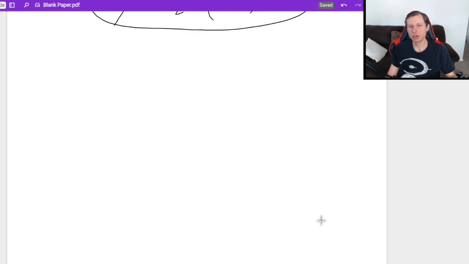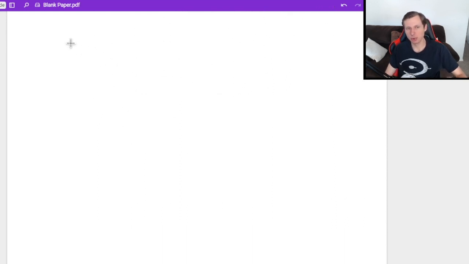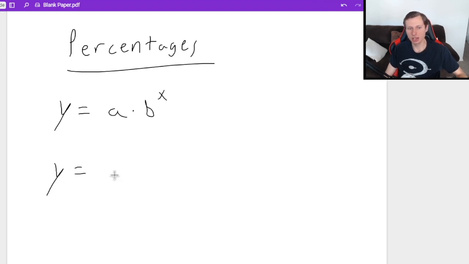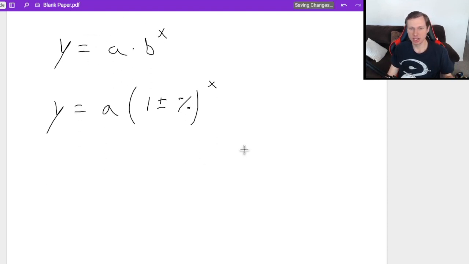And then the last thing I want to talk about today, this is probably the most important part, and when exponential functions are used the most, is with percentages. So the equation changes just slightly for percentages. Let me show you. Instead of y equals a times b to the x, I'm going to write y equals a parenthesis 1 plus or minus the percentage raised to the x power. Now let me show you an example of this.